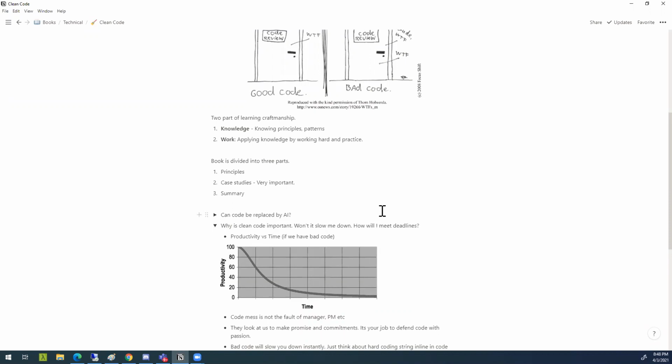So to this question, the author is saying that if you have bad code, your productivity will exponentially decrease with time. As the code becomes worse with time, this is how your productivity graph will look.